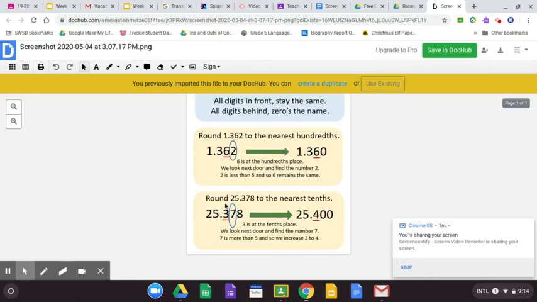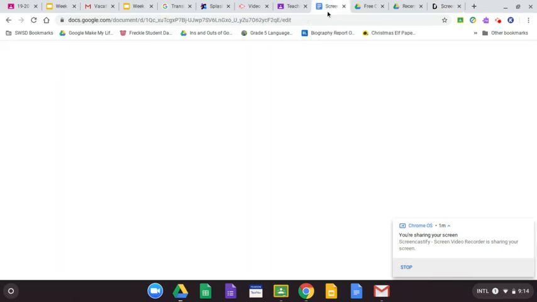And this one down here says round 25 and 378 thousandths to the nearest tenth. So first we want to find the tenths place. The 3 is in the tenths place. Then you look next door. Next door you have a 7. And that 7 tells us we have to go up to the next place value. So we make the 3 into a 4 like they did here. And then everything after the 4, everything after the tenths place, ends up being zeros. That's just the rules. So let me show you a couple examples.